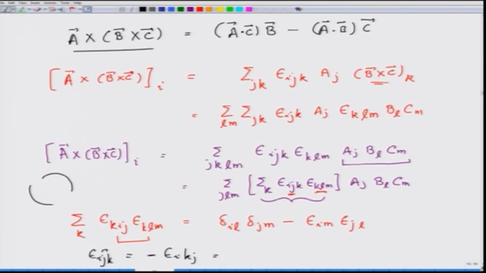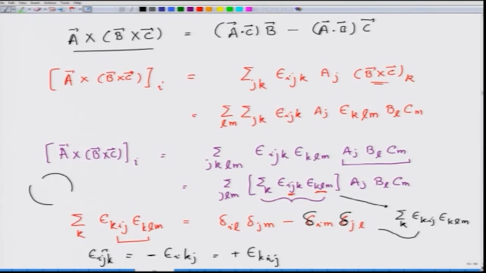And again I can switch i and k and I can write this as epsilon k i j with a plus sign. So, now I have the sum, which is nothing but summation over k epsilon k i j epsilon k l m, and that is nothing but this delta function. Sorry, I am sorry, this is a delta function here.